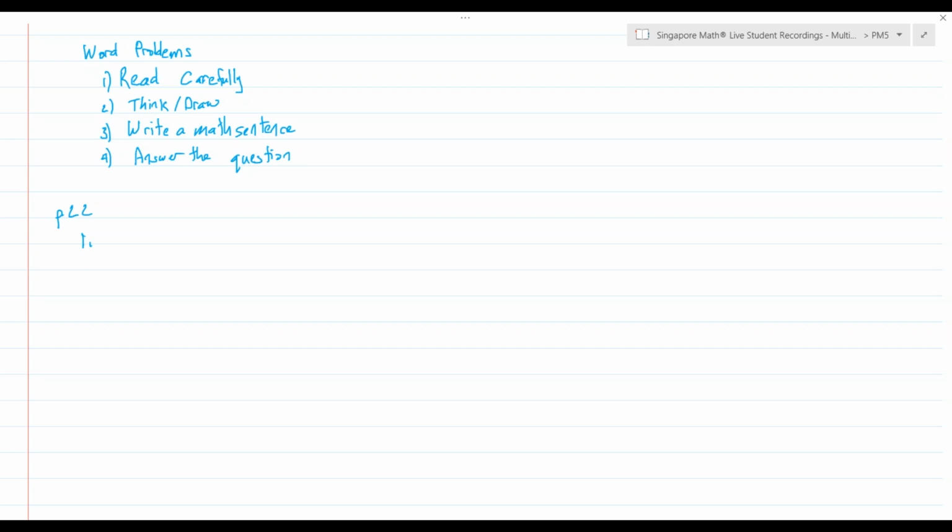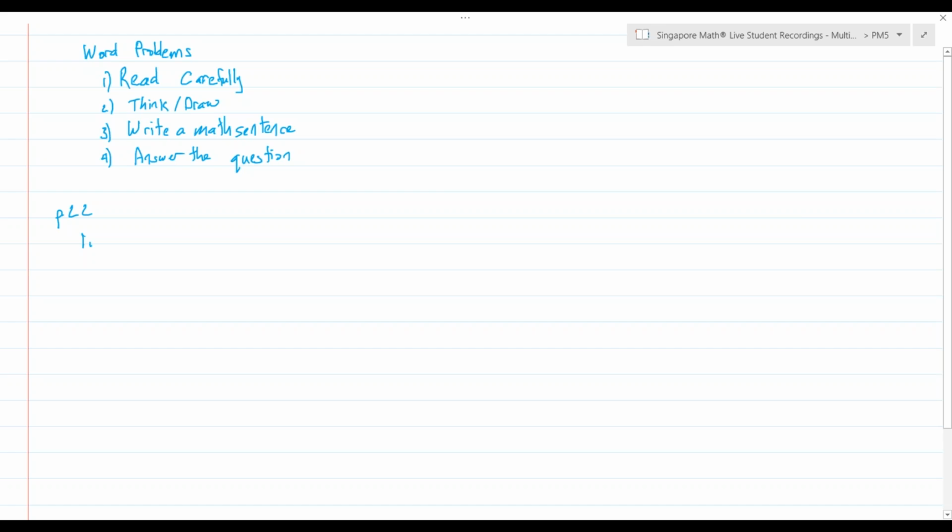You're going to read the problem carefully. Then I want you to think about it, very likely draw some sort of a picture relating to the problem. Then write a math sentence. And then finally, always remember to answer the question using units as part of your answer. And so we'll demonstrate that process on page 22.